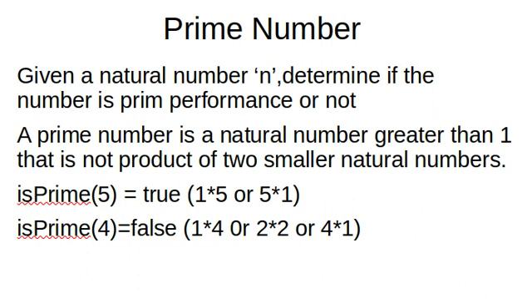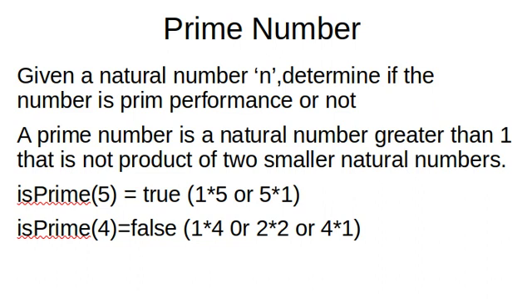So, is 5 a prime number? Yes, 5 is a prime number. Why? Because it is 1 times 5 or 5 times 1, the natural numbers whose product is greater than 1.